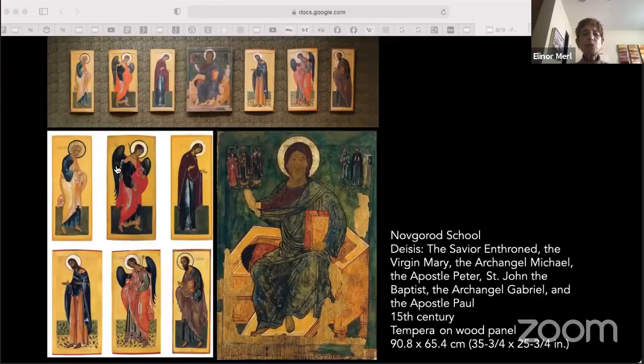The 7 icons we are viewing form the deesis, or prayer row, the first row in the iconostasis above the royal gates, which is where priests enter the sanctuary from the nave. By tradition, the deesis depicts Jesus enthroned like an emperor in his heavenly court on the day of judgment, receiving the prayers of those who intercede for the salvation of humanity. Standing to Jesus's right and left, respectively, are the Virgin Mary and St.